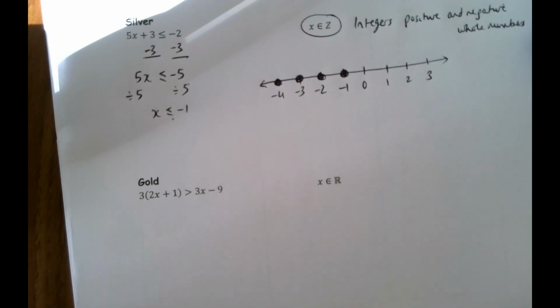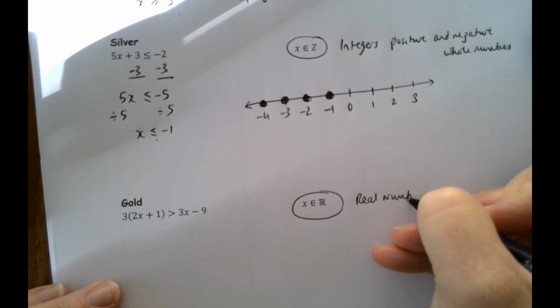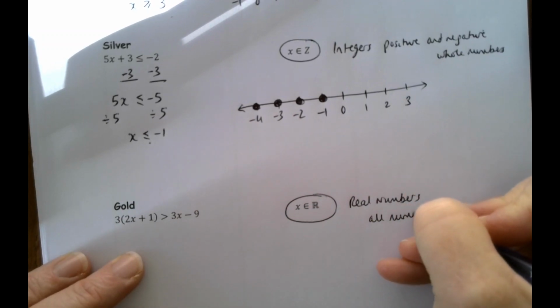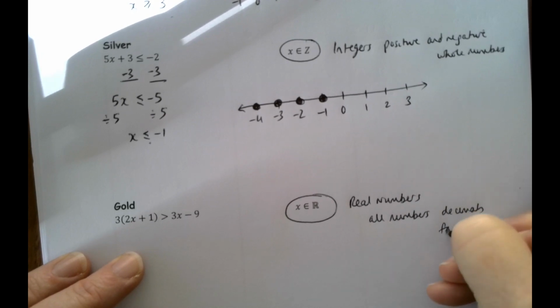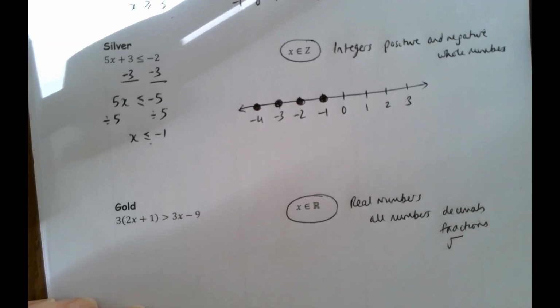Okay? And the last one, this is a bit harder. Real numbers, it's not hard because it's real numbers, it's hard because it's a harder inequality. Real numbers means all numbers. It can include decimals, fractions, square roots, integers, natural numbers, all kinds of things.